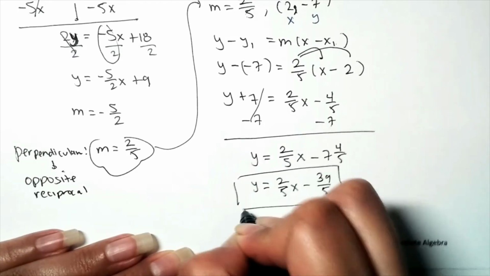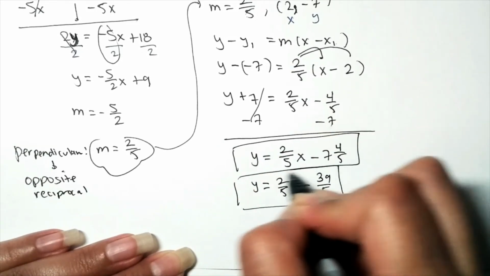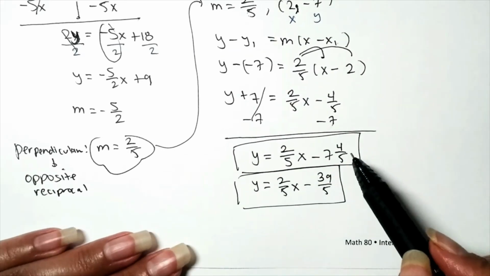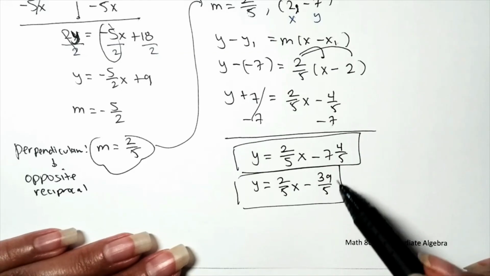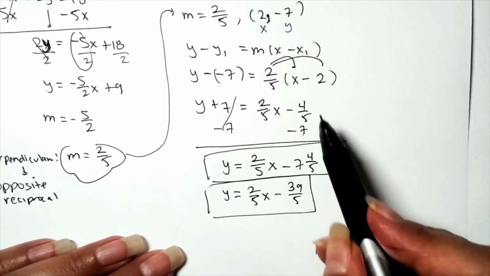Okay, so this is how you'll see it in your book. I don't really care. You can leave it as a mixed number, you can write it as an improper fraction or as a decimal. I think it's like negative 7.8. Okay, but I'll show you the work.